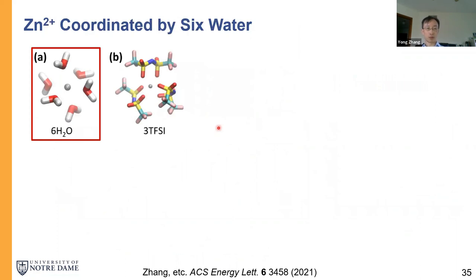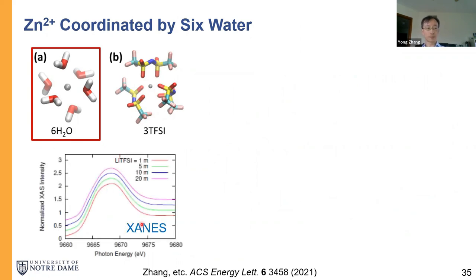Now, based on our analysis, we have this picture of six waters coordinated by zinc. In a previous study, they suggested this structure. So which one is real? We did XAS experiments. I don't really understand this very well, and I don't have time to explain in much detail, but basically this tells us that zinc is coordinated by a very symmetric environment. But both configurations satisfy this condition.